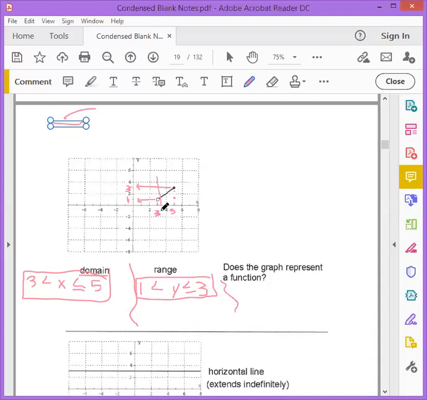If we were to draw vertical lines through this graph, we see that our vertical lines touch the graph only once. So we would say that this is a function. Yes, this is a function.